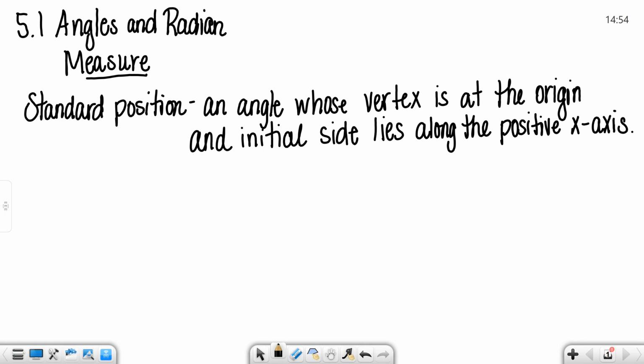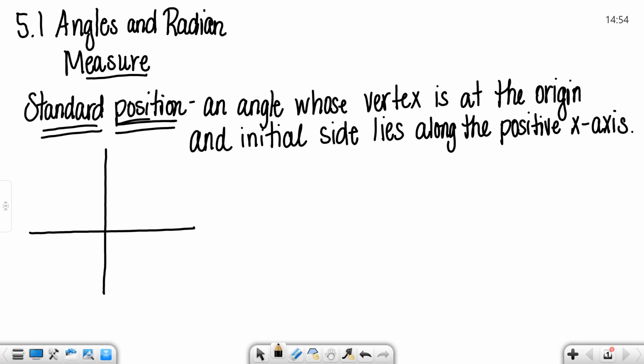Okay, so our first lesson in Math 113 is section 5.1, and it deals with angles and radian measure. First we need to talk about what it means for an angle to be in standard position. That would mean its vertex is at the origin and the initial side lies along the positive x-axis. I'm going to draw one of those just so we can see exactly what I'm talking about.